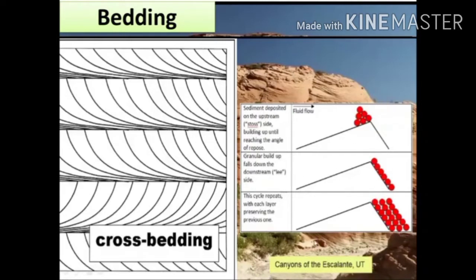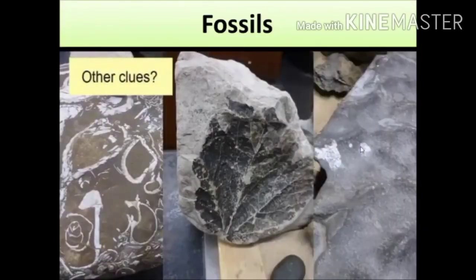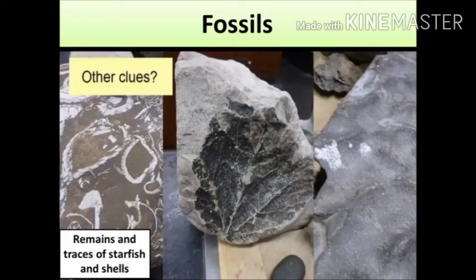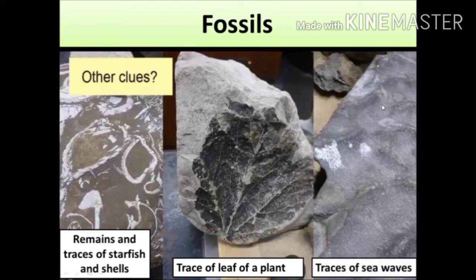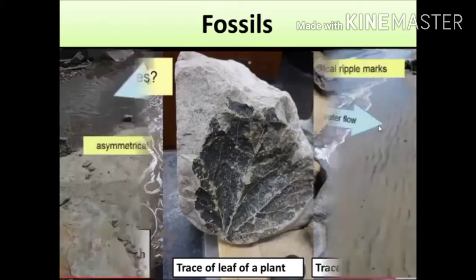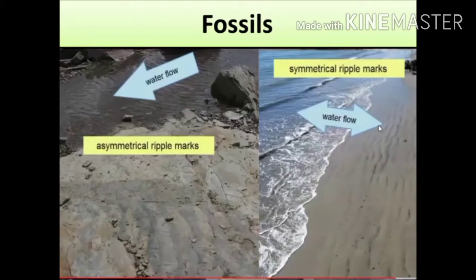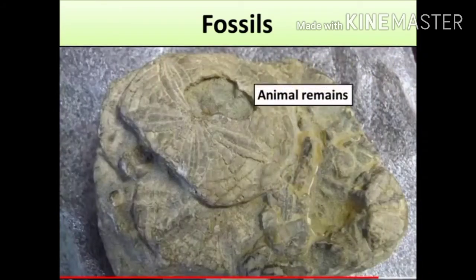This cycle repeats with each layer preserving the previous one. These are the fossils, remains and traces of starfish and shells, traces of leaves of the plant, and traces of sea waves. We have asymmetrical ripple marks and symmetrical ripple marks. And this is an example of animal remains.